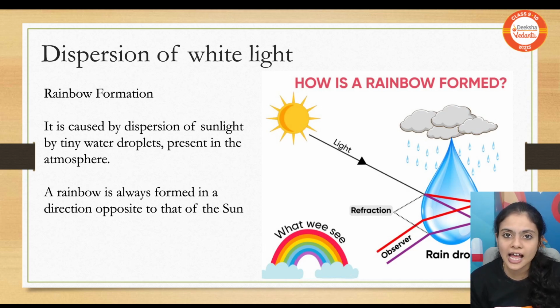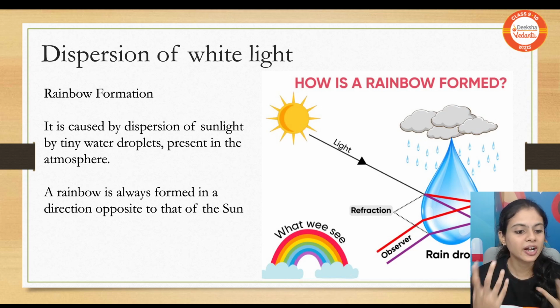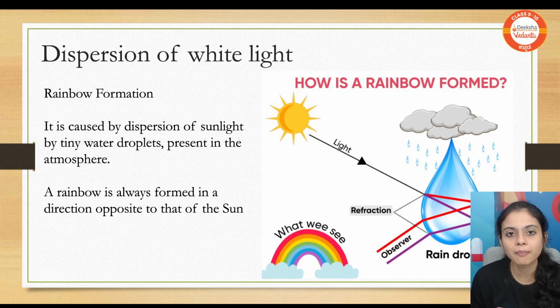When the white light from the sun enters the atmosphere, the water droplets present in the atmosphere act as tiny prisms, and the light gets split into 7 colors which are dispersed on the sky, which we can see as a rainbow, right? So rainbow formation is an example of the process of dispersion.